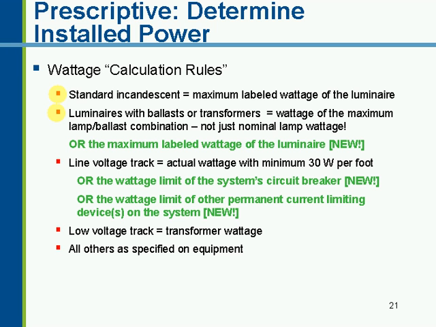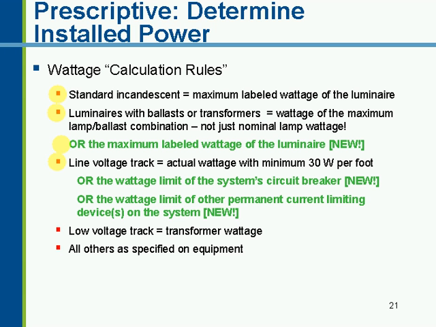For luminaires with ballasts or transformers, typical linear fluorescent, CFLs, it's always been the wattage of the maximum lamp ballast combination, not just the nominal wattage of the lamp. You have to include the ballast losses. However, new for 2007 is the added words that you can use the maximum labeled wattage, similar to the standard incandescent rules. This eliminates some of the problems with a multi-cap or multi-level ballast, which is labeled for higher level use. But if you're intending only to use it at a lower level, then you can provide the appropriate label luminaire and only have to count that in your calculation wattage.